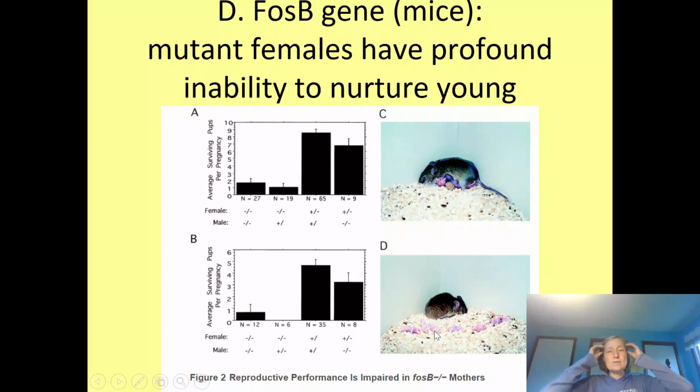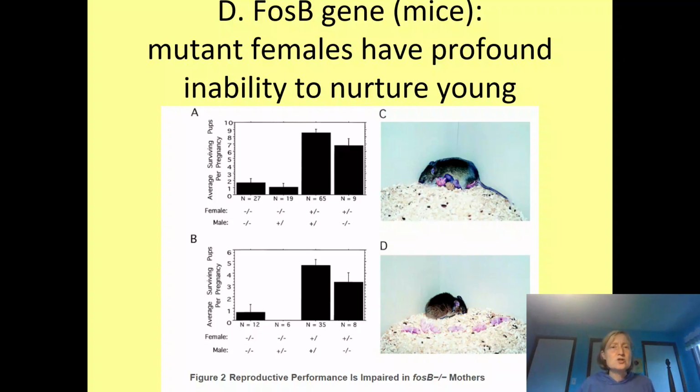She is not able to, or doesn't, pick them up and carry them into a huddle, or it may take her like 50 times as long to do that. She doesn't nurse them. She doesn't keep them warm. She basically doesn't pay any attention to them. So the question is, what's going on? How does a mutation in this gene contribute to this inability to nurture your young?